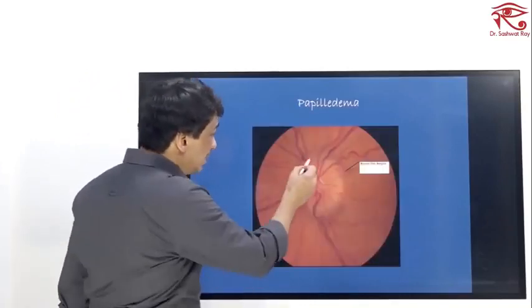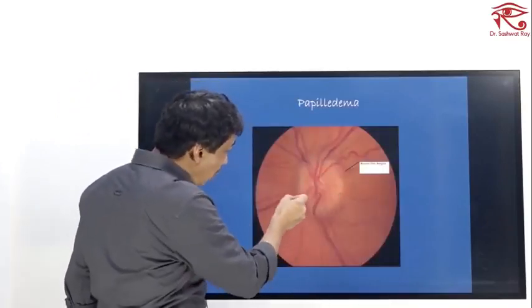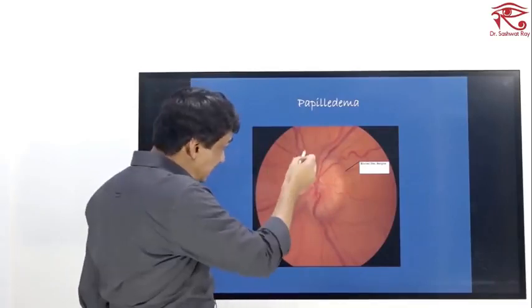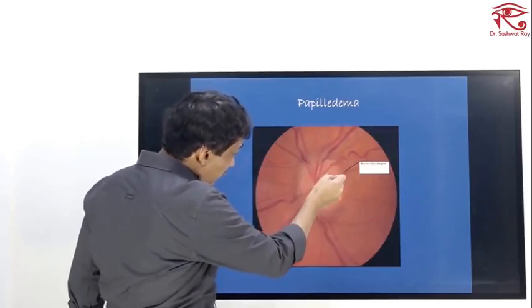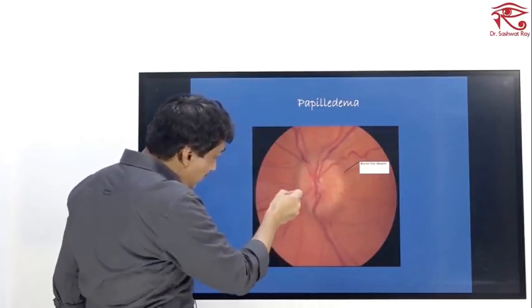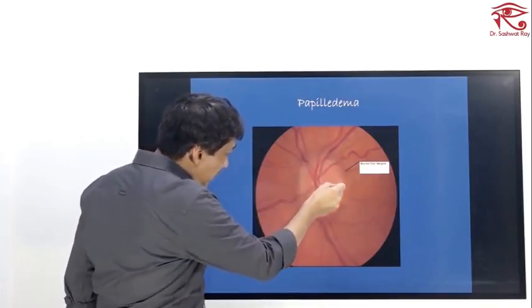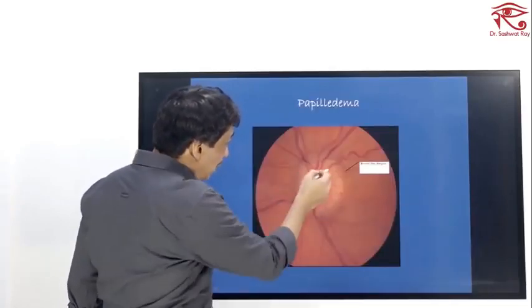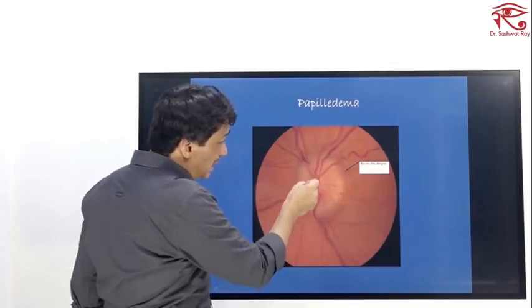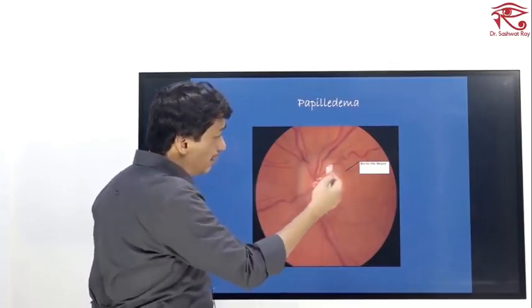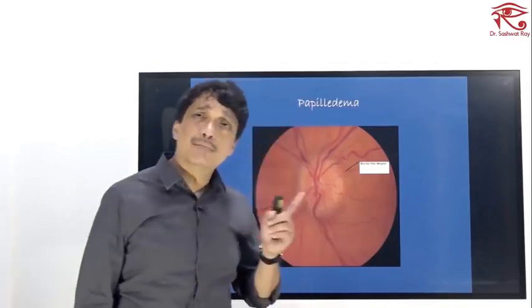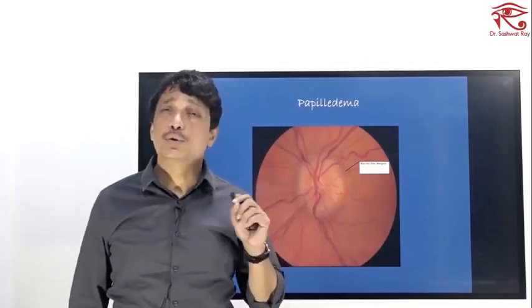And you can see it here. This is the blurring of the disc margin. You can see normally the optic disc should be clear. You could clearly make out the distinct difference between the disc and the retina. But here, there is blurring of the disc margin. The disc margins are so blurred that you cannot make out where the disc is ending and where the retina is beginning. So the earliest sign of papilledema, particularly the nasal margin of the disc, is the first to get affected.